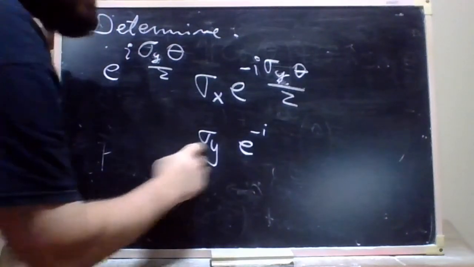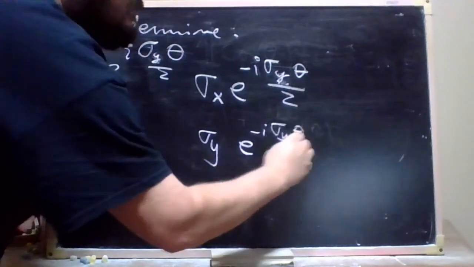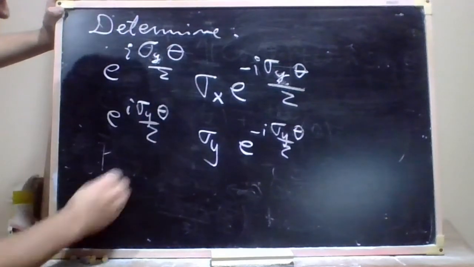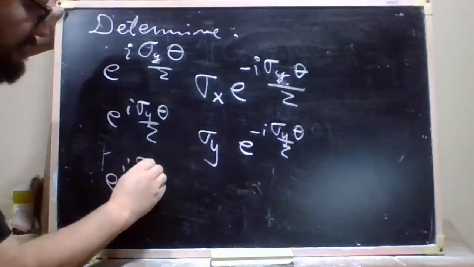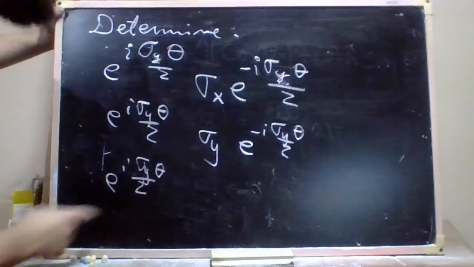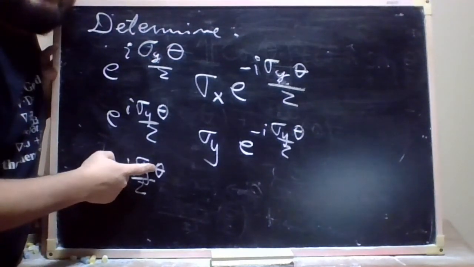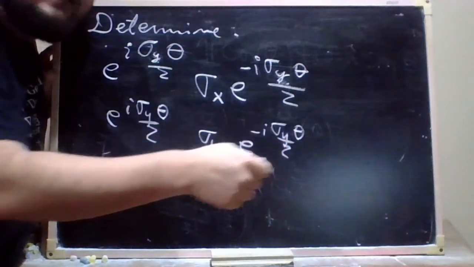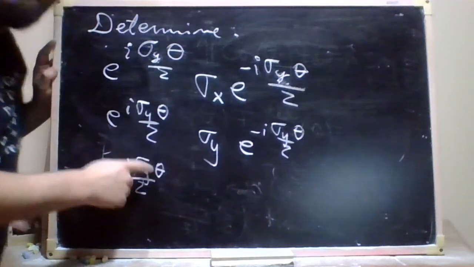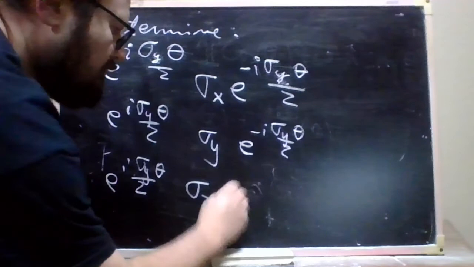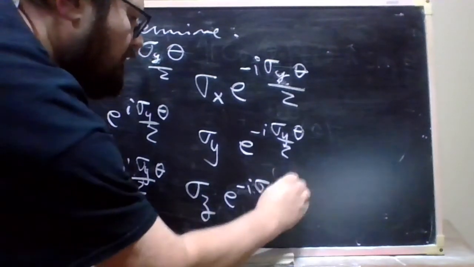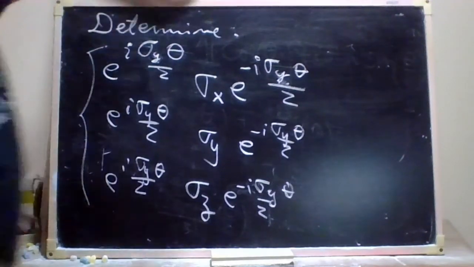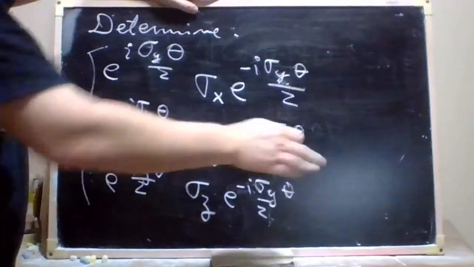So in this case, the sigma y is unchanged. Calculate, determine this thing. It's a rotation with respect to the y-axis. You rotate things with respect to the y-axis by an angle theta. All right. See what you find after you compute all these things.